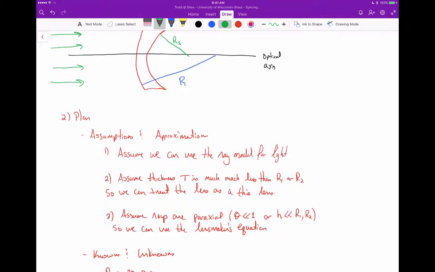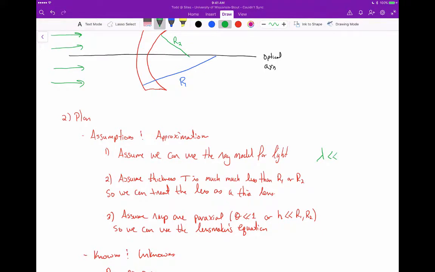So a couple of assumptions we need to make. First off, we're assuming that the ray model of light is going to work in this case. That essentially comes down to assuming that the wavelength lambda is much, much less than any distances or sizes of anything here. We're also going to assume that the thickness T of the lens right here is much, much less than either radii of curvature. This is going to allow us to treat this as a thin lens.